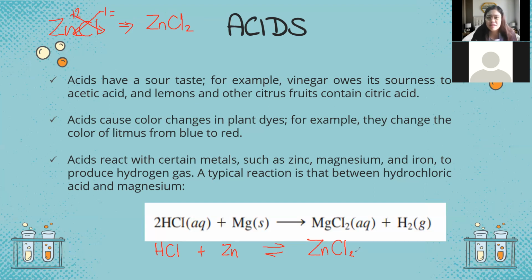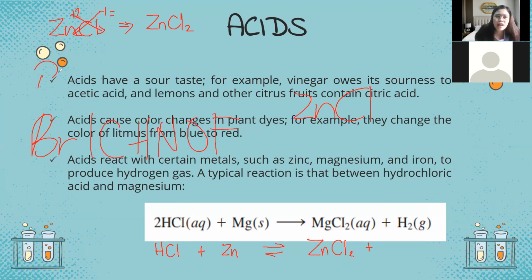Hindi basta-bastang nag-exchange partner sila, ma'am. So ang kay ZnCl? No. Kailangan i-check ninyo ang charges para tama ang inyong answer. And then, pinalitan niya si hydrogen. So, remember our bridge, no? Na-mention ko po siya last time.